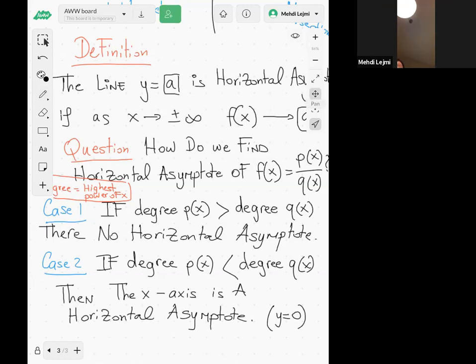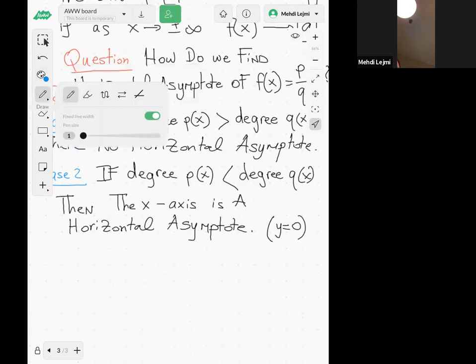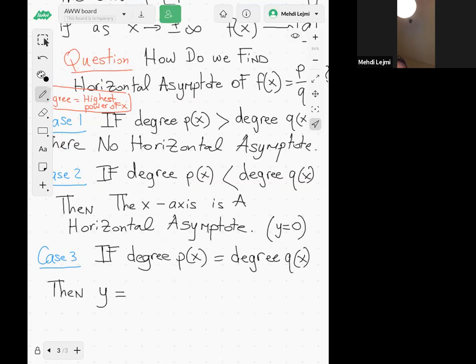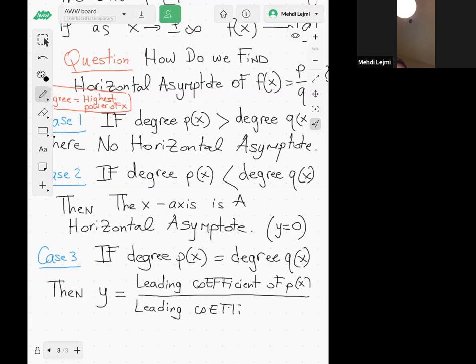Last case, when the degree of P is equal to the degree of Q, then we do have a horizontal asymptote, and the equation would be y equals the leading coefficient of P of x over the leading coefficient of Q of x. So this line is a horizontal asymptote.